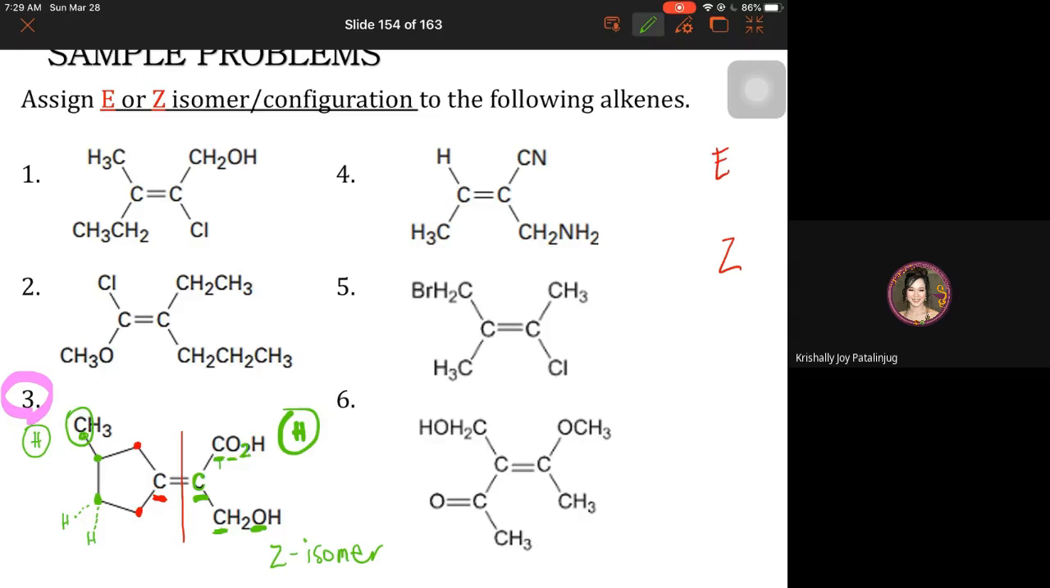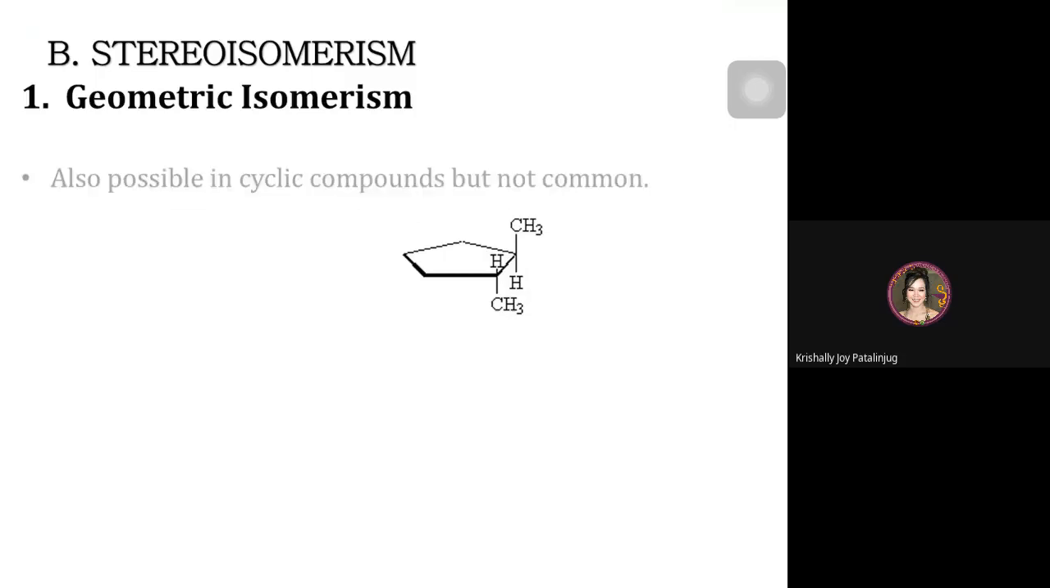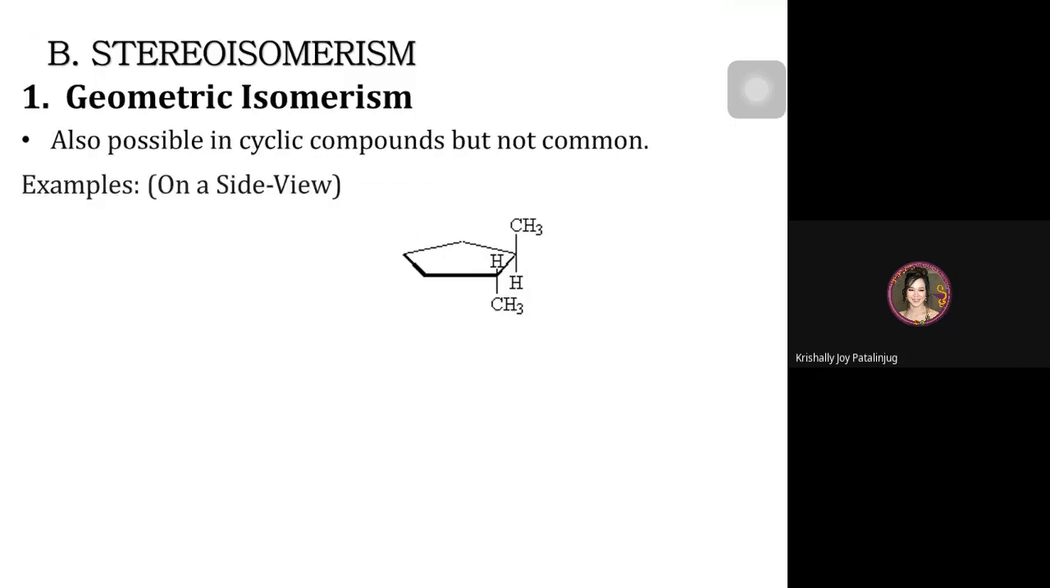posted Google form. Now, still talking about geometric isomerism, aside from it occurs among alkenes, it may also occur among cyclic compounds, but these are very rare. Okay, not common siya, but it may occur among cyclic compounds, particularly cycloalkanes. Okay, it occurs among cycloalkanes. So cyclic compounds ng alkane. Carbon to carbon single bond in a cyclic chain.